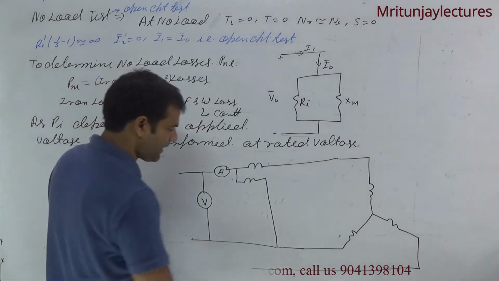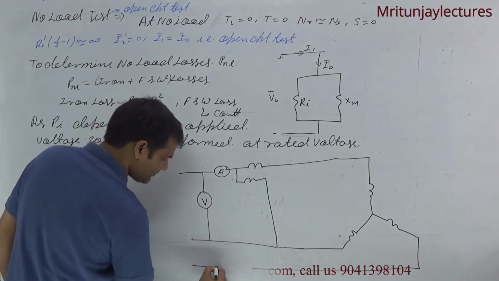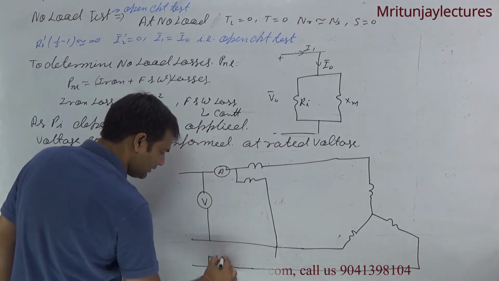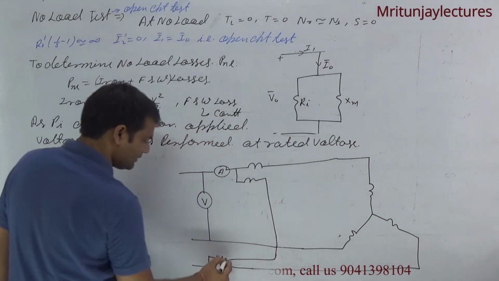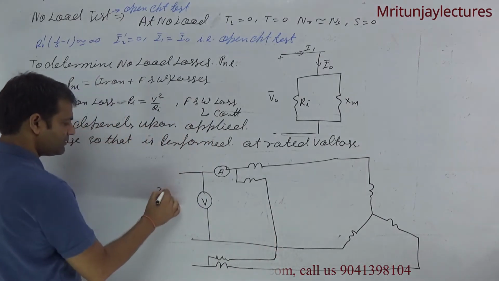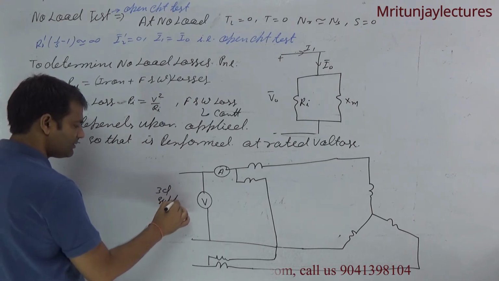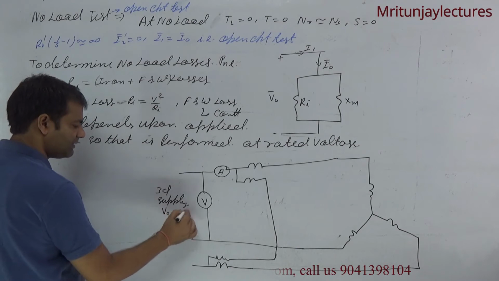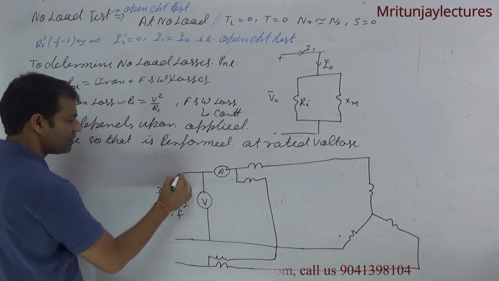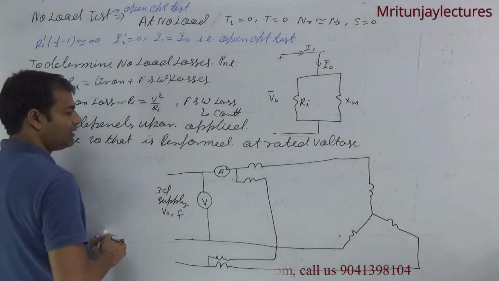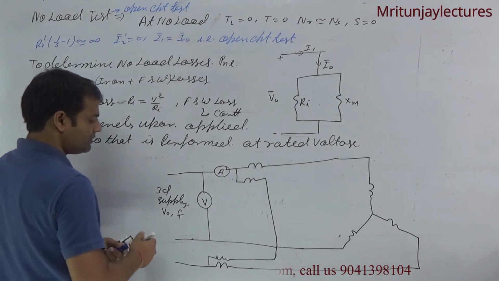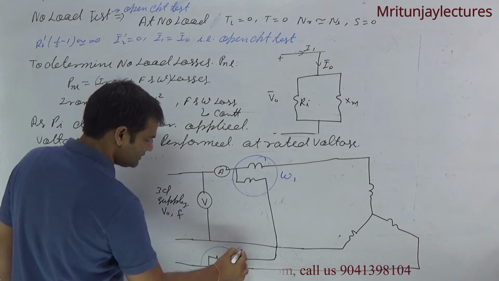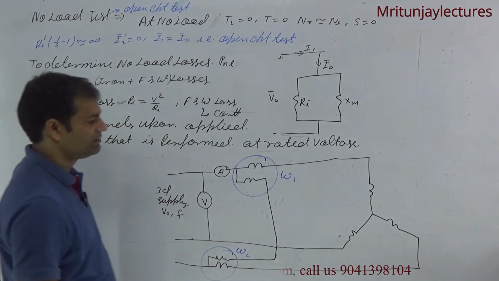Okay, now like this one, and here is the three phase supply, at rated voltage corresponding V naught and frequency f. Okay, and this wattmeter is W1, and this wattmeter is known as W2, and this one is a stator.